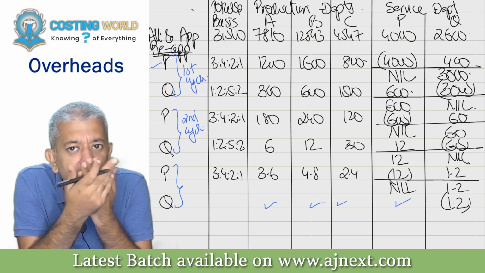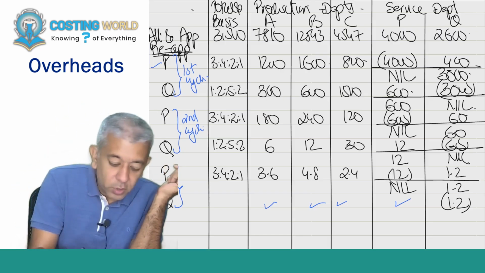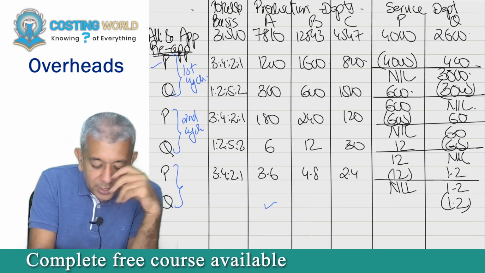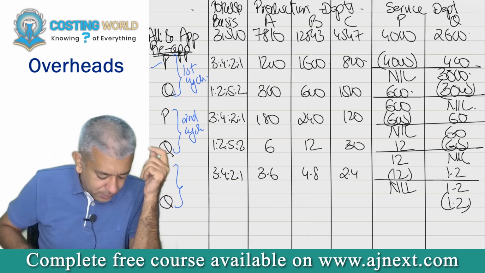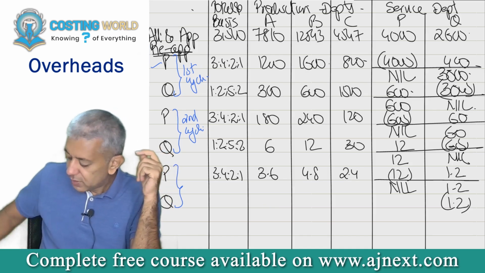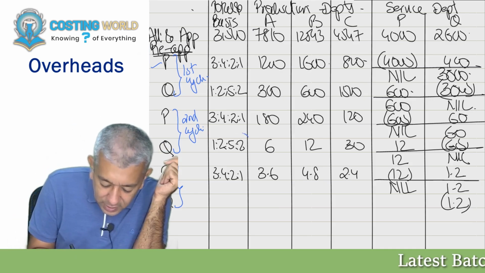Did you all understand this? Yes, sir. So therefore, everybody tell me, 1.2 should be divided among how many departments first? 3 departments. In what ratio?